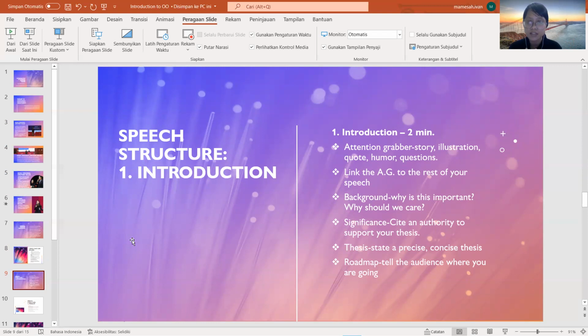And then next, state a precise, concise thesis. It means that you need to explain a complete argumentation as to why you are actually talking about this issue. All right. And then roadmap: tell the audience where you're going to go with this thesis, with this issue in particular.